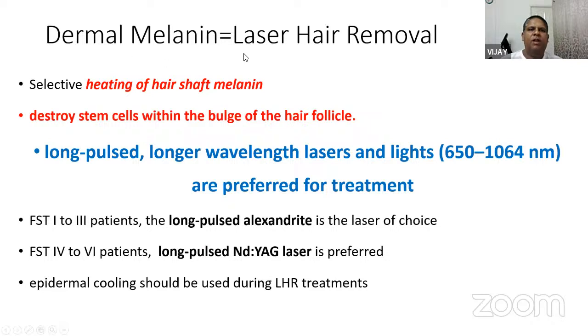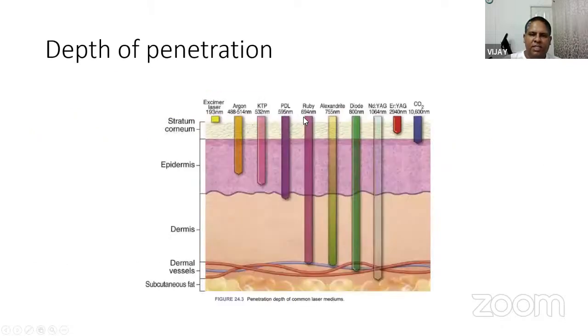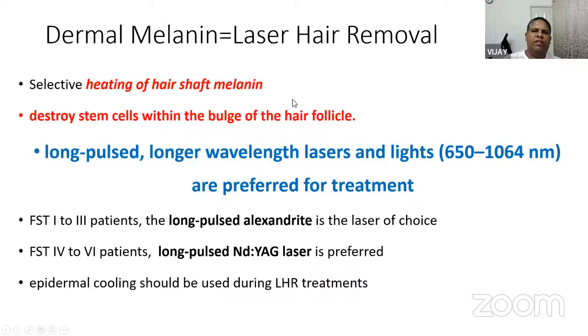Here the dermal melanin is the targeted chromophore for laser hair removal. There is selective heating of the hair shaft melanin, which destroys the stem cells within the bulb of the hair follicle. So long pulses and longer wavelength laser lights like 650 to 1064 are used. Here you can see 650 to 1064. So ruby, alexandrite, diode, and neodymium YAG can be used for laser hair removal.